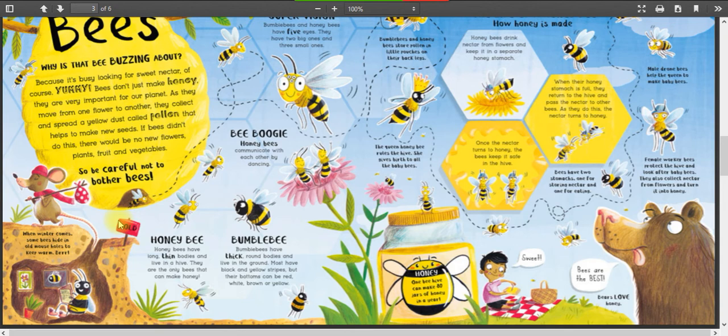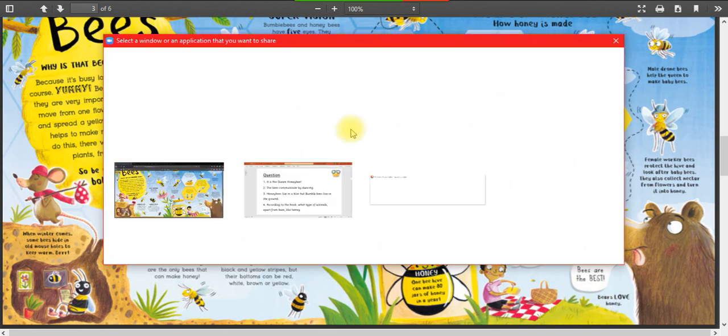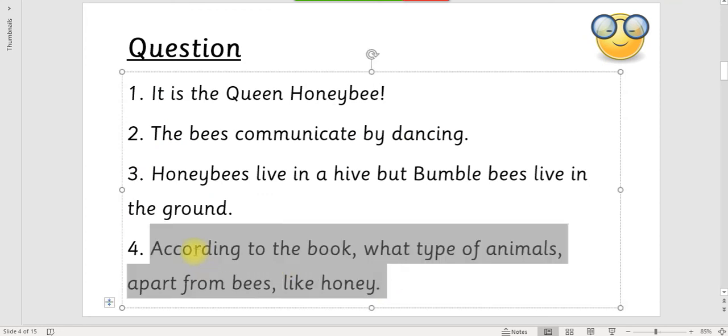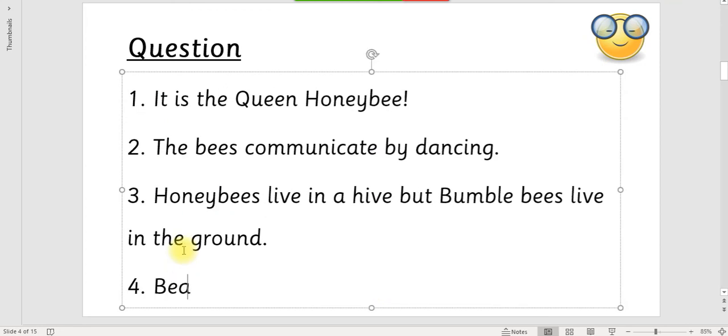Okay, so the other animal that's mentioned is this boy over here, this big guy. Bears. It says bees are the best, and right down here it says bears love honey. There we go, that's our answer. What other type of animal, apart from a bee, likes honey, according to the book? Well, the answer is bears.